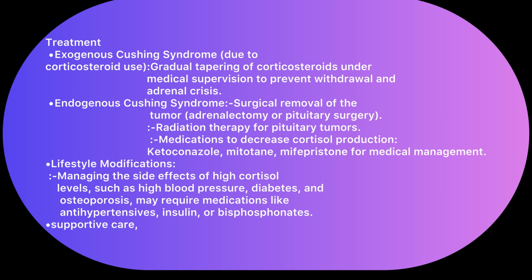And in endogenous Cushing syndrome, the treatment is surgical removal of the tumor and radiation therapy for pituitary tumors, and medication to decrease cortisol production, like ketoconazole, mitotane, and mifepristone, for medical management, plus lifestyle modifications, patient symptomatic management, patient education regarding their condition, counseling, and supportive care.